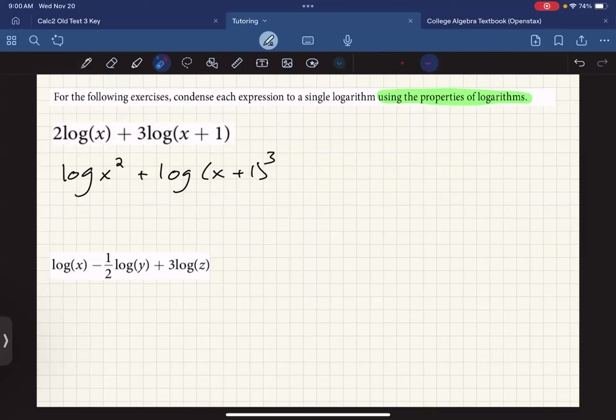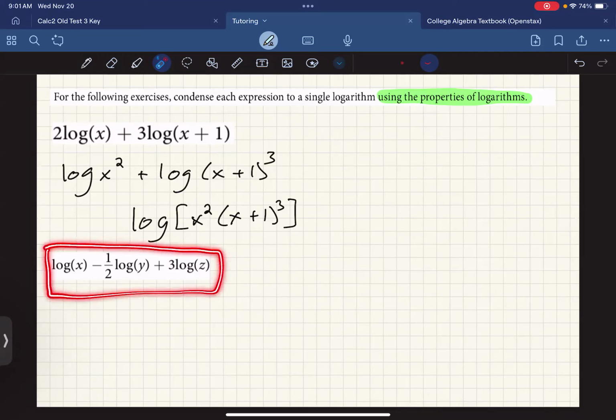With that done, this addition means that we can bring it to a single logarithm using multiplication. So we'll have x squared times x plus 1 cubed. I'm putting brackets around it because this is the entire argument of the logarithm, where that would be fully condensed. Now, in a previous video, I made sure to show that as far as condensing, one example of where we'll need that moving forward for our class is solving equations. So make sure you review that and see how I practice using that.